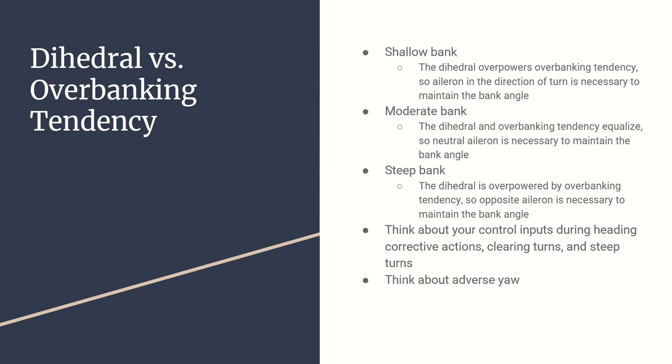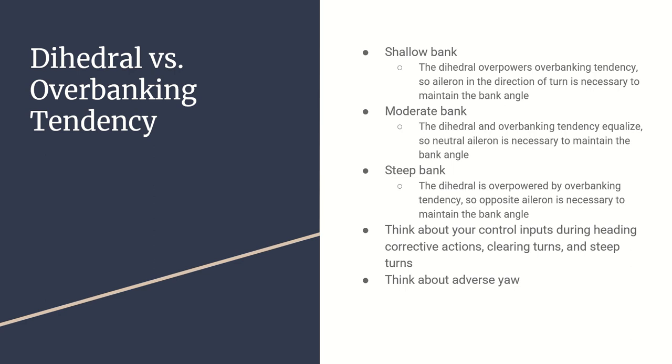And then if we go into a steep bank, I can say with certainty that if we are doing steep turns at 45, 50 degrees, then the dihedral effect is not going to be strong. The overbanking tendency effect is going to be stronger and more pronounced. So your bank angle is going to increase if you do not have opposite aileron to some degree. So get some opposite aileron in there to keep that bank angle at 45 or 50 degrees. Depending on your desired bank angle, you might have different control inputs because of that relationship between the dihedral design and the overbanking tendency.